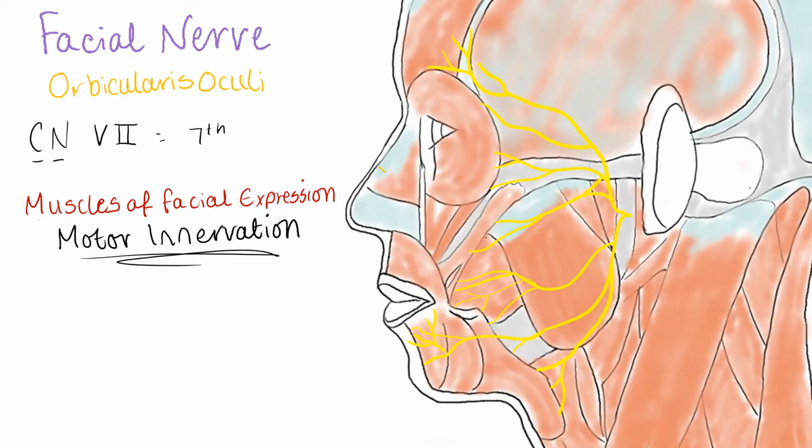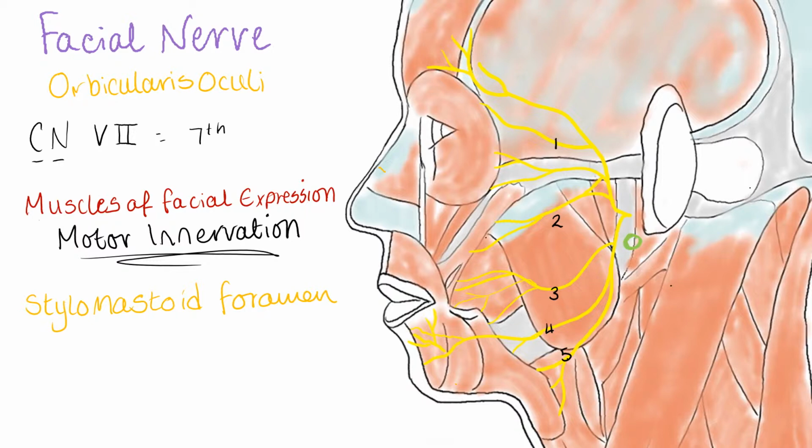It has 5 main branches, so it has the temporal, the zygomatic, which is number 2, the buccal, which is number 3, the mandibular, which is number 4, and the cervical, which is number 5. And it exits the skull through the stylomastoid foramen, which is located just roughly right here on the diagram.